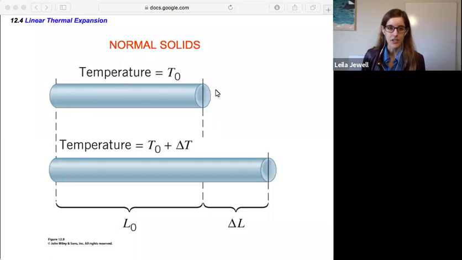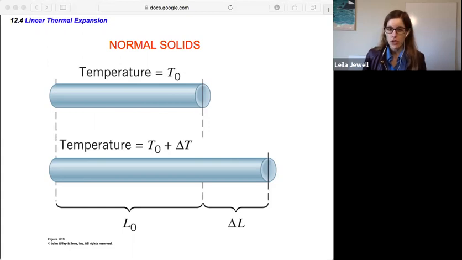So if we have, for instance, this rod, it's held at some initial temperature, T0. And then we increase the temperature by delta T, so that the final temperature is T0 plus delta T. What we would see is that that rod would also increase by some extra length. So that extra length we'll call delta L, so that the final length is the original length plus this additional length, delta L. So what we see here is that by increasing the temperature, we can also lengthen an object that is going to expand as we increase the temperature.